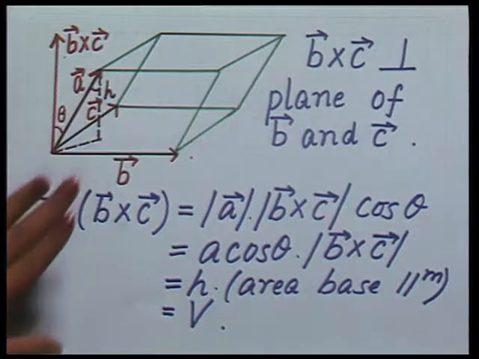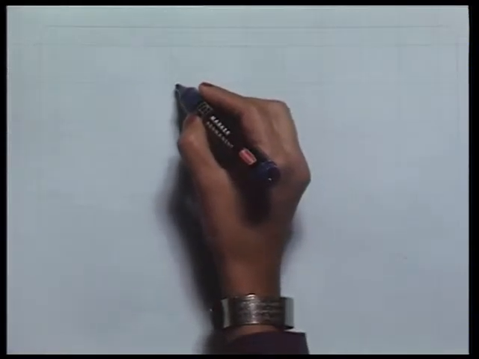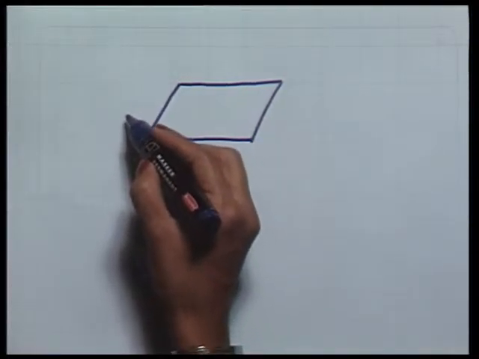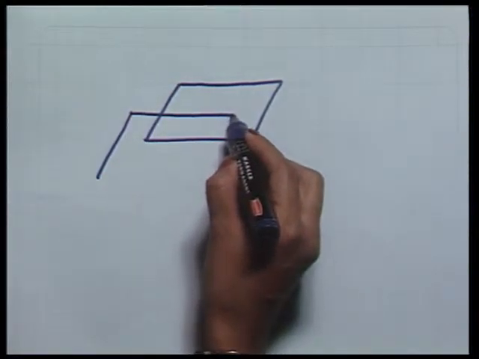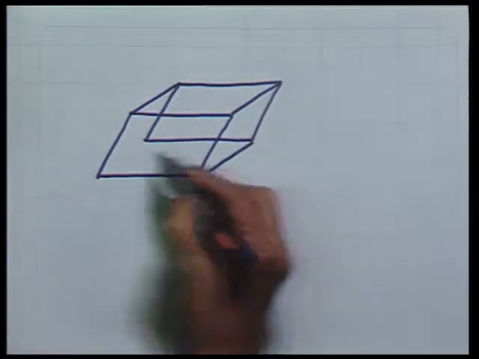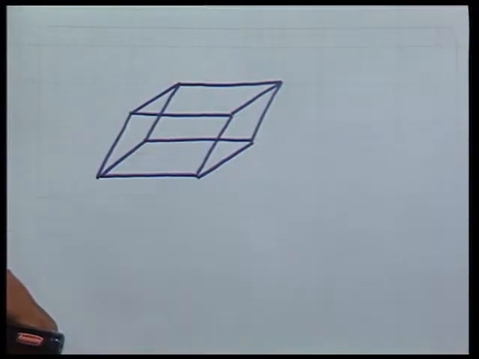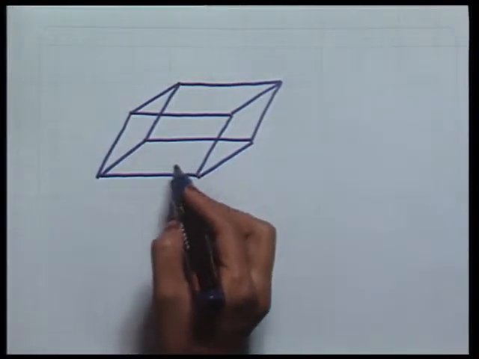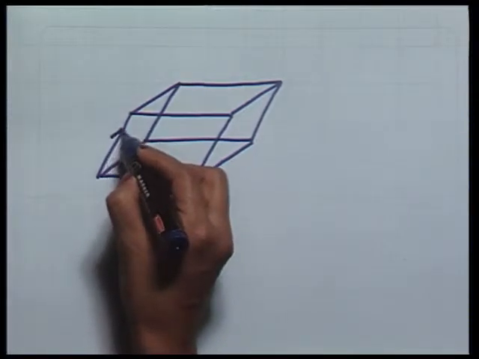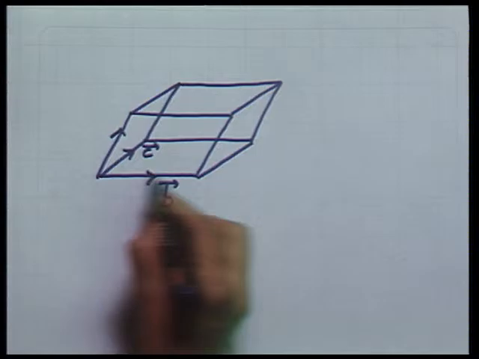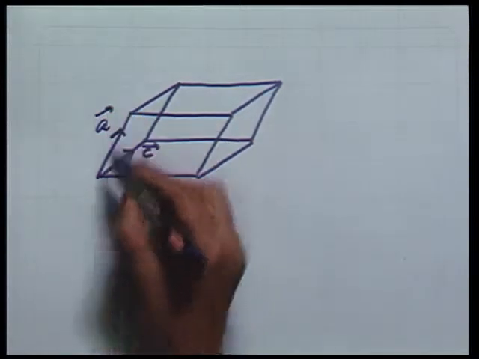And before we start looking at this figure, I would just like to tell you how you would easily draw a parallelepiped. Draw a parallelogram and then draw another parallelogram similar to this, overlapping this one, and then join these vertices. And this is a simple way of drawing a parallelepiped. Now we are going to be given a parallelepiped whose edges are represented by the vectors A, B and C. Rather, in my figure I have taken B and C as the base vectors and A as the other vector.